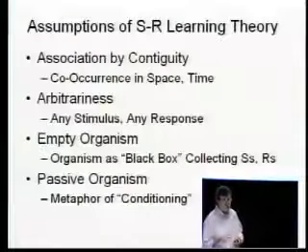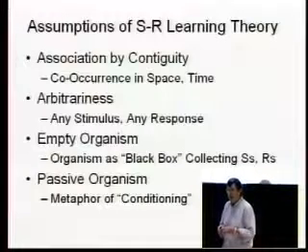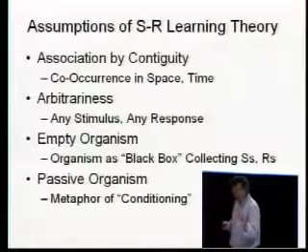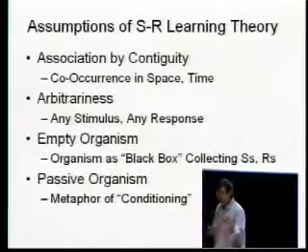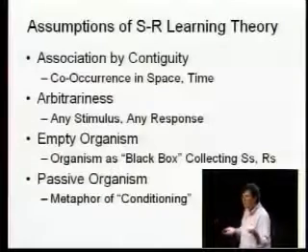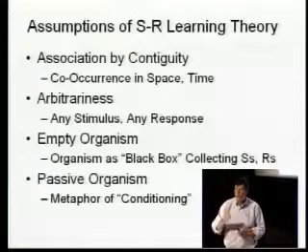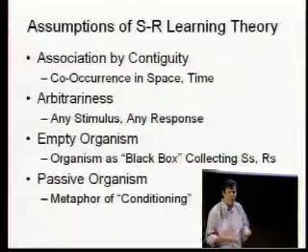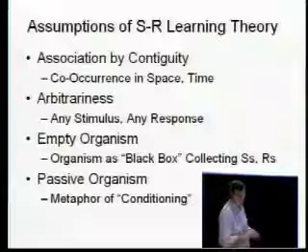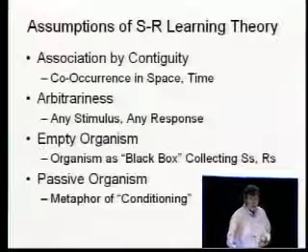The second assumption is what's known as the arbitrariness assumption. And the arbitrariness assumption basically says that by virtue of association by contiguity, any stimulus can be attached to any response. You can arbitrarily select any stimulus in the world so long as the organism can sense it, and any response that the organism can make, and form an association between them. You can select stimuli and responses arbitrarily and form an association between them by virtue of contiguity. Association by contiguity and arbitrariness.